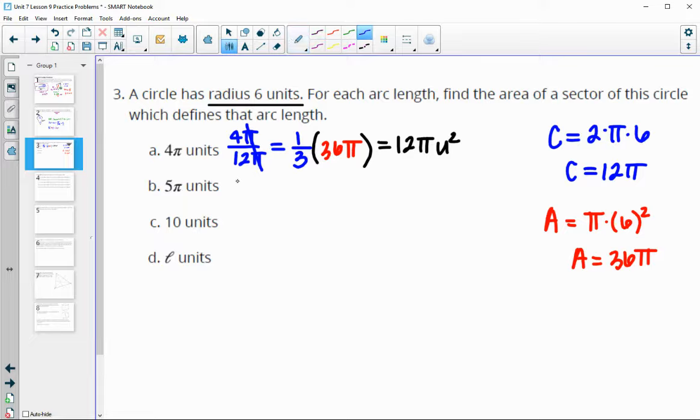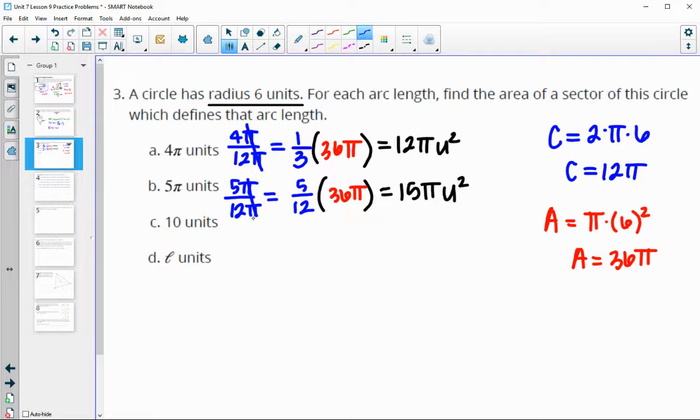Then we'll do that again. For this next one, it's 5 pi out of a total of 12 pi. So the pi's will cancel, and 5 over 12 doesn't simplify. So we'll do 5/12 of the area this time. 36 divided by 12 is 3, times 5 is 15. So we have 15 pi units squared here.